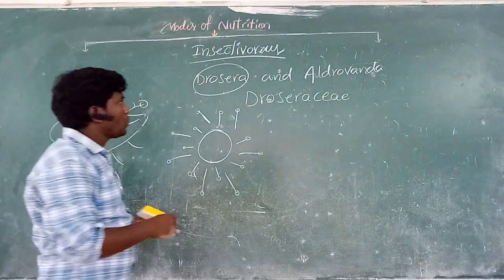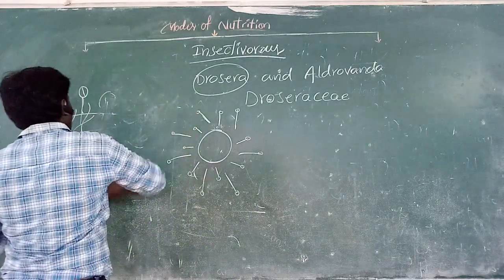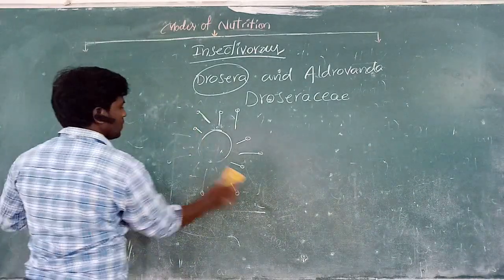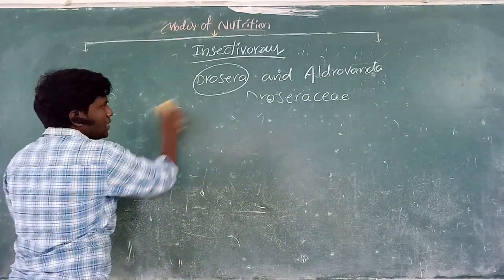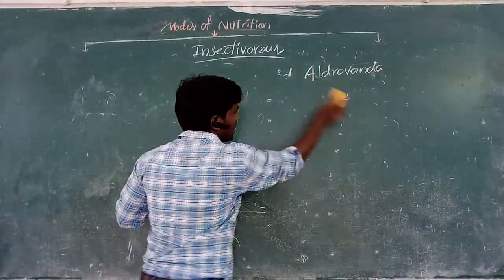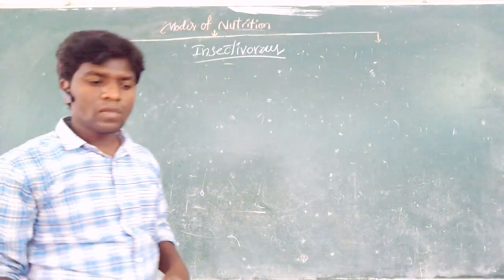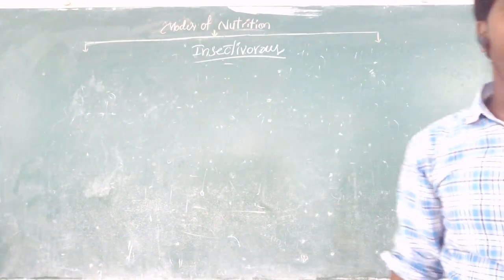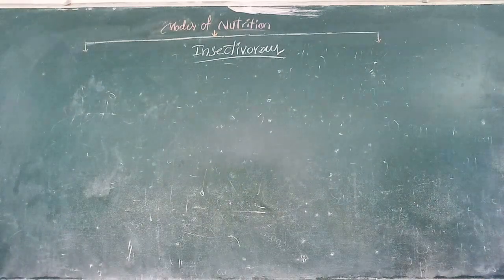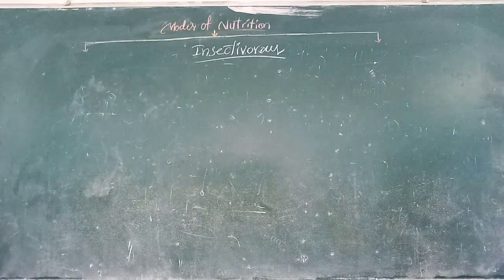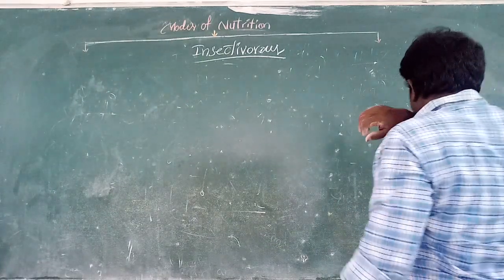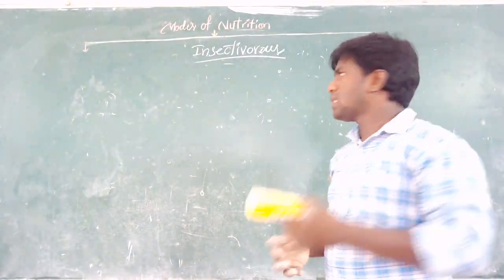Okay, next coming to Nepenthes. Nepenthes plants look like a jar. Mostly these Nepenthes plants grow in Assam. Where are they growing? In Assam. And next, Nepenthes.